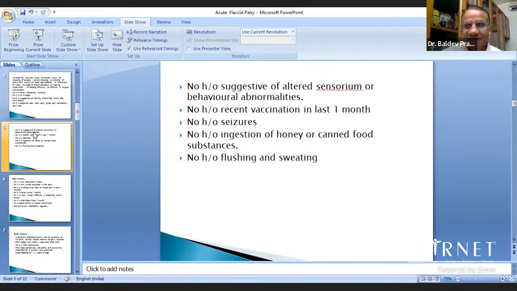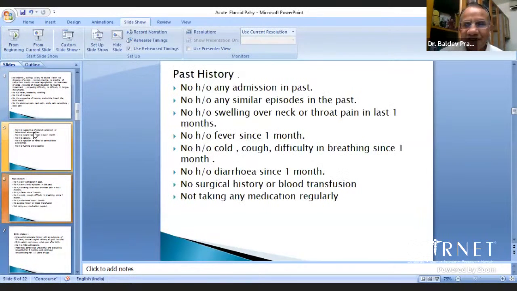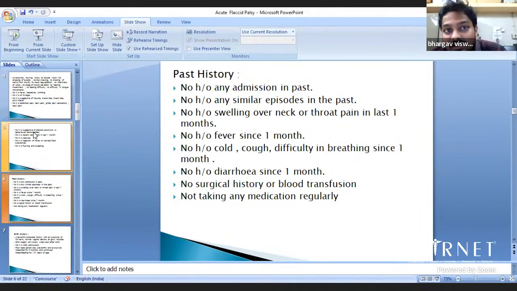Bhargav, you can go ahead. I think your presentation you have prepared very nicely, and your colleagues are helping you. Past history: there is no admission in the past, no history of similar illnesses in the past, no swelling over the neck, throat pain, or fever since 1 month. No cold, cough, or diarrhea, no difficulty in breathing since 1 month. No surgical history, no blood transfusion, not taking any regular medication.